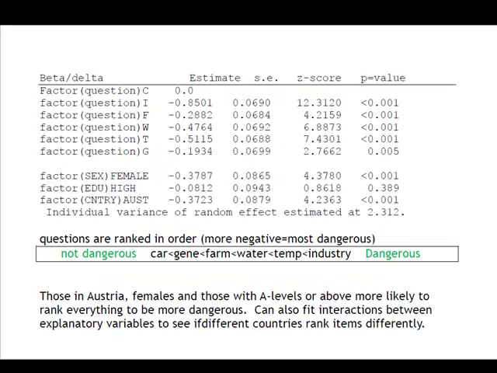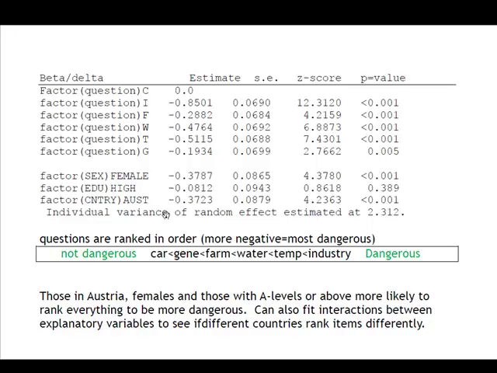And what we end up with, first of all, the first 6 lines will be the strength of dangerousness. And if you remember, a negative sign means more danger. So we can see that industry, I, in there, is the most dangerous. It has the most negative score. T, temperature, global warming, is the next. Right at the bottom, cars and genetic modification is thought of as the least dangerous.